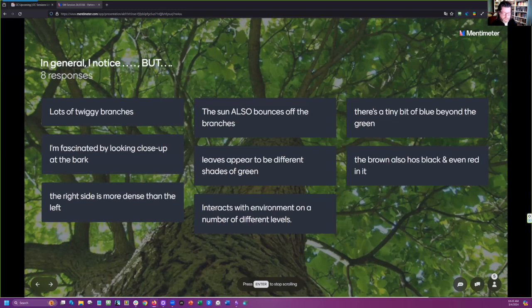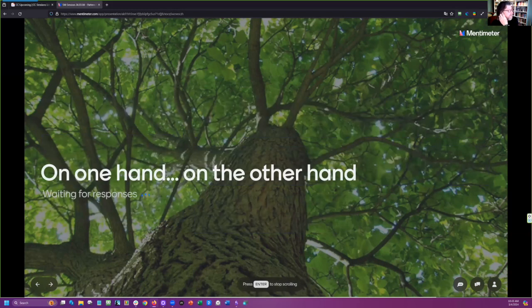Okay, so in the next one, let's skip to the next slide. So on one hand, maybe there's a big trunk, and on the other hand, there's lots of leaves. So we're looking at the main components and their connection or relationship or contrast with each other in one way or another. So on one hand, you notice, on the other hand, you notice.